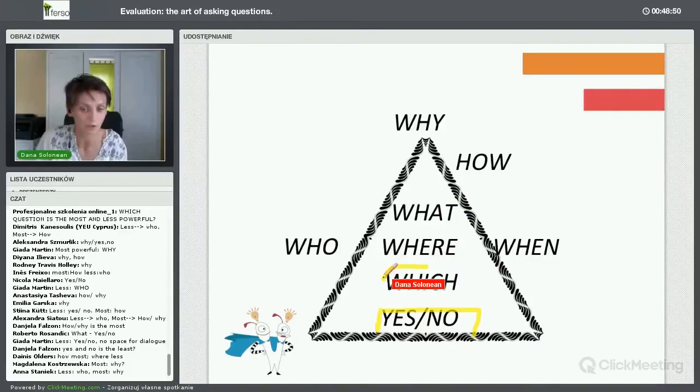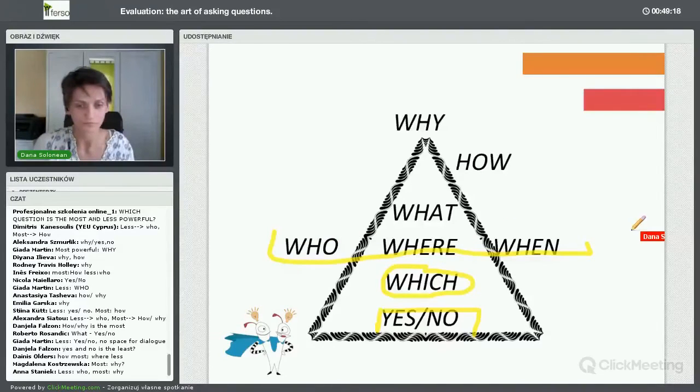Then if you move further, you have which. Let's take the jam example. Do you like jam? Yes. Which jam? Strawberry jam. So this is already adding a bit more depth to our dialogue, and to what we want to communicate and find out. And then they say that who, where, and when have the same power.